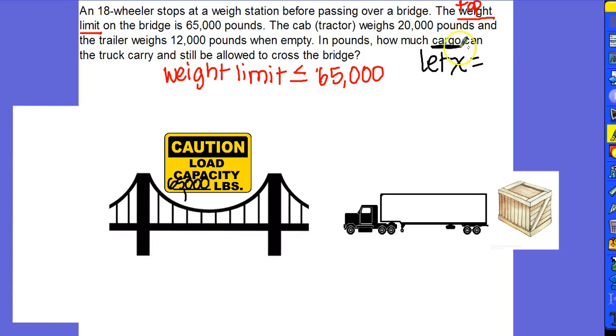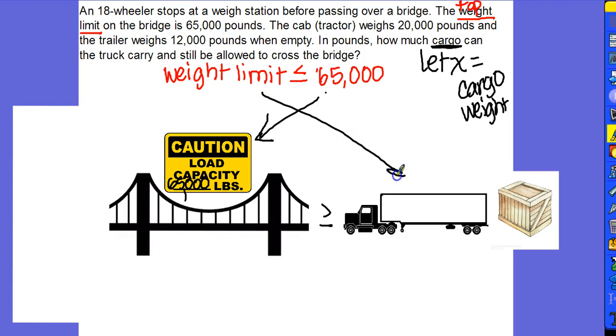The amount of what? Cargo weight? So we're going to let x represent the weight of the cargo. So we've defined our variable, which is step 2. Okay. So we know that when this truck and its cargo go over the bridge, they have to be less than or equal to 65,000, right? Of course, my 65,000 is over there, and my weight is over here. Do you see what I did there with my picture? I should probably scooch it around, but it is what it is.